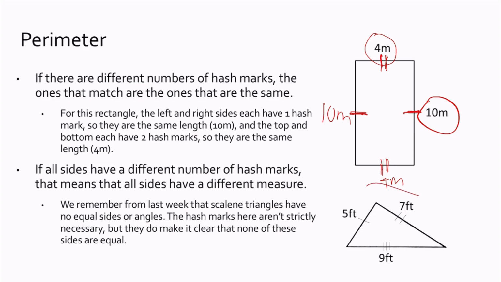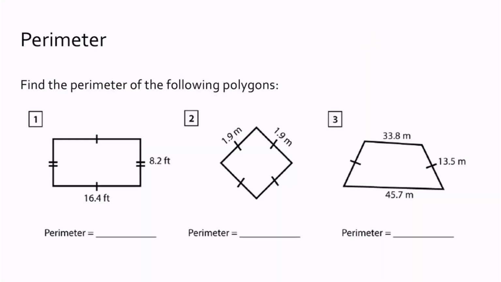Or in the case of this triangle here, all of the sides have different hash marks, 1, 2, and 3. We don't see this as often because obviously if you can see what all the measurements are, you can see that they're all different. However, you might see this. So if you do see 3 different hash marks, or a different number of hash marks on each side, that means that each side has a different measure. So take just a minute, pause this video, and try to find the perimeter of the following polygons.